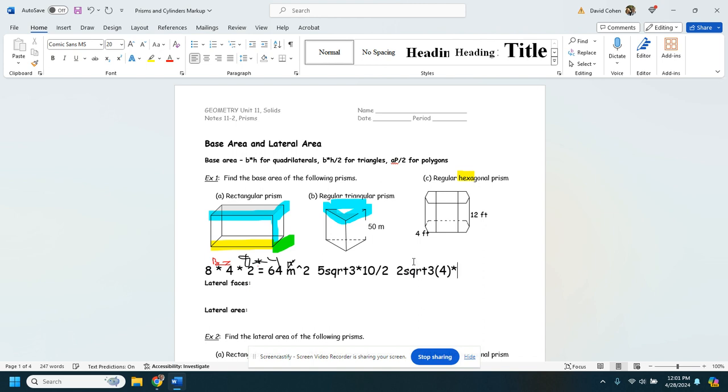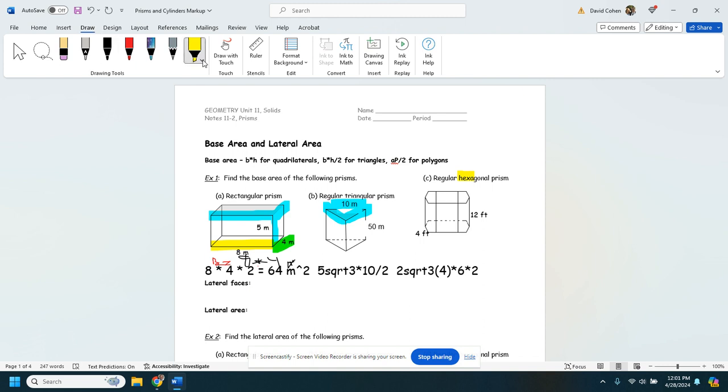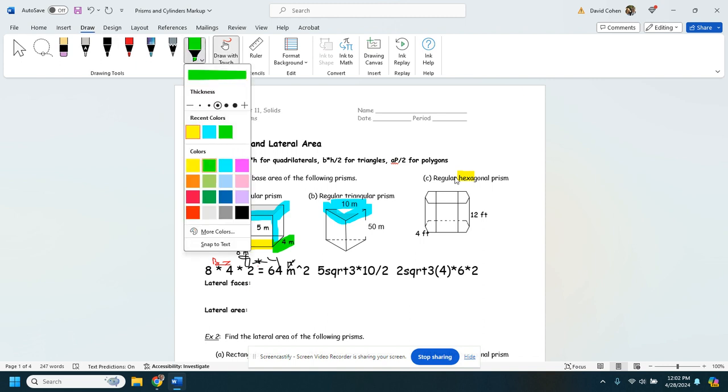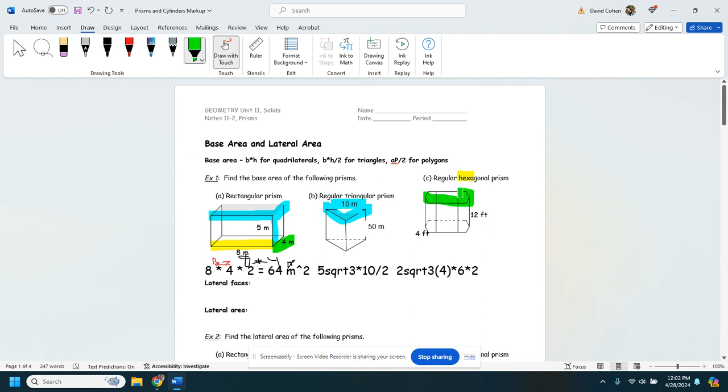And there are how many sides in the hex? 6. And then finally you've got 2. You have a base on the bottom and a base on the top, this base and this base on the bottom. So don't worry too much about the final answer as much as how do I set it up, what do I use, and those base area formulas are on your laminated sheet, again in the back of the room.